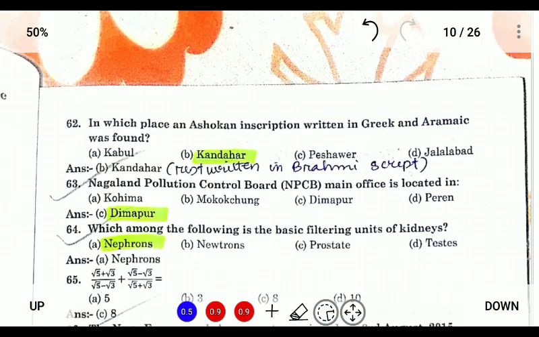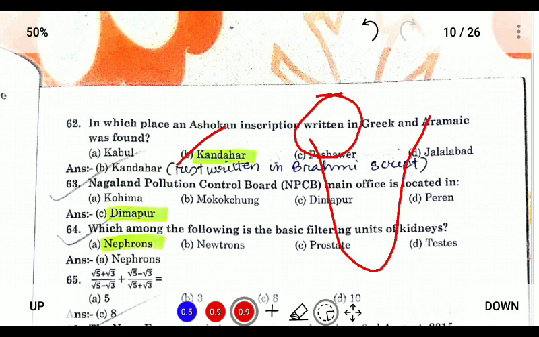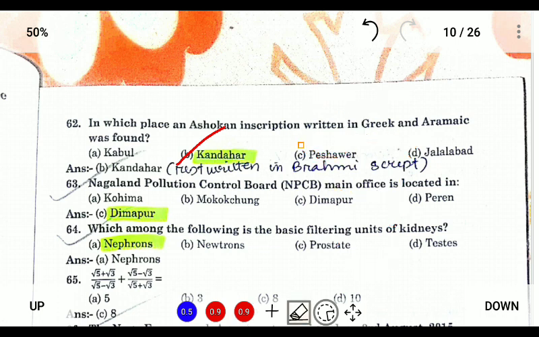In which place was the Ashokan inscription written in Greek and Aramaic found? So it is found in Kandahar. So the Ashokan inscription varies in the area. In the western part it is Greek and Aramaic, and in the central part it is Prakrit, like that. According to the region, the inscription was written in the local language. So in Kandahar, it is written in Greek and Aramaic.